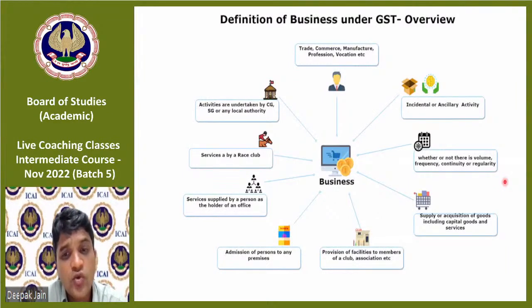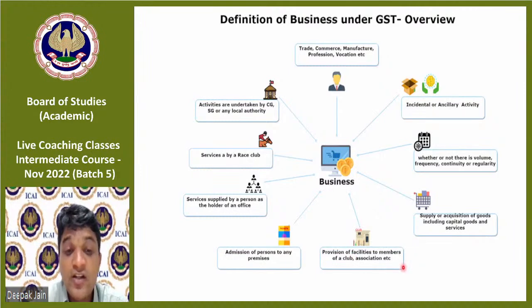Supply or acquisition of goods, including capital goods or services. So supply or acquisition of goods is also treated as business, which means if I am acquiring goods, including capital goods and services. You cannot say that assets, I'm not into a business of dealing in furniture, so it is not a business, but you are using that furniture for your business, right? So that is also covered under business. Why is it important? Because input tax credit on any activities of business is covered. So any capital goods when you purchase, on that also input tax credit can be claimed.